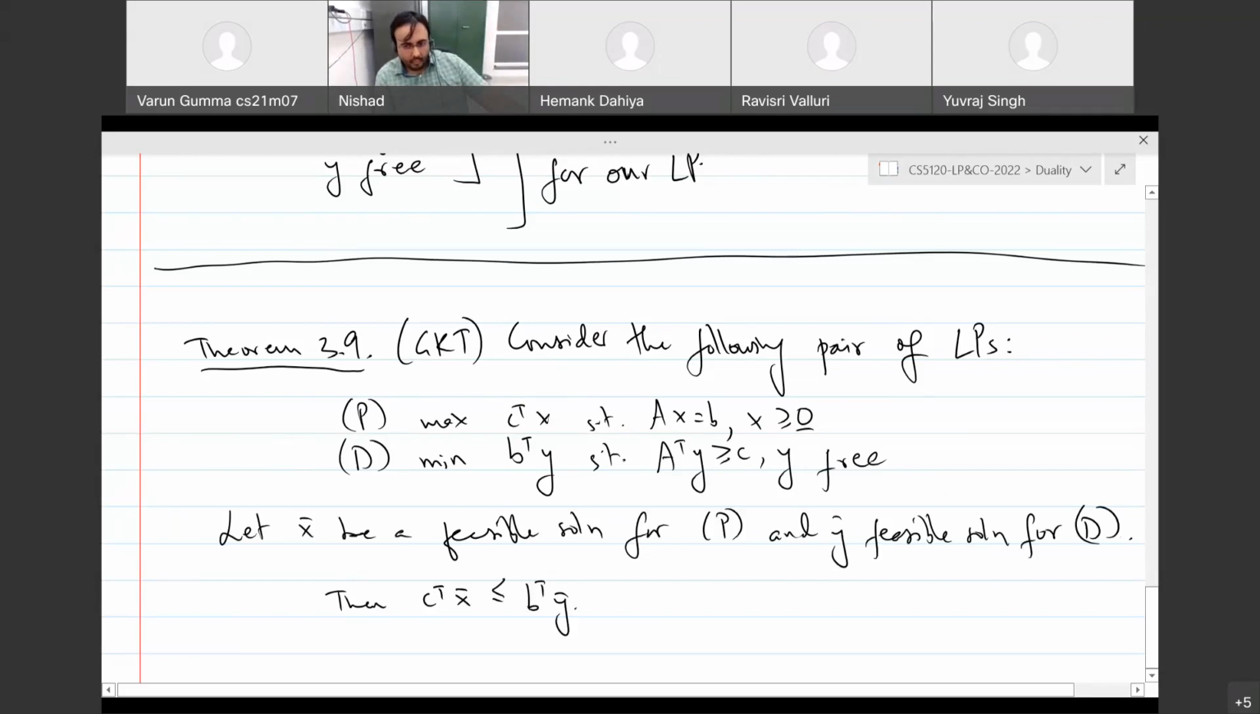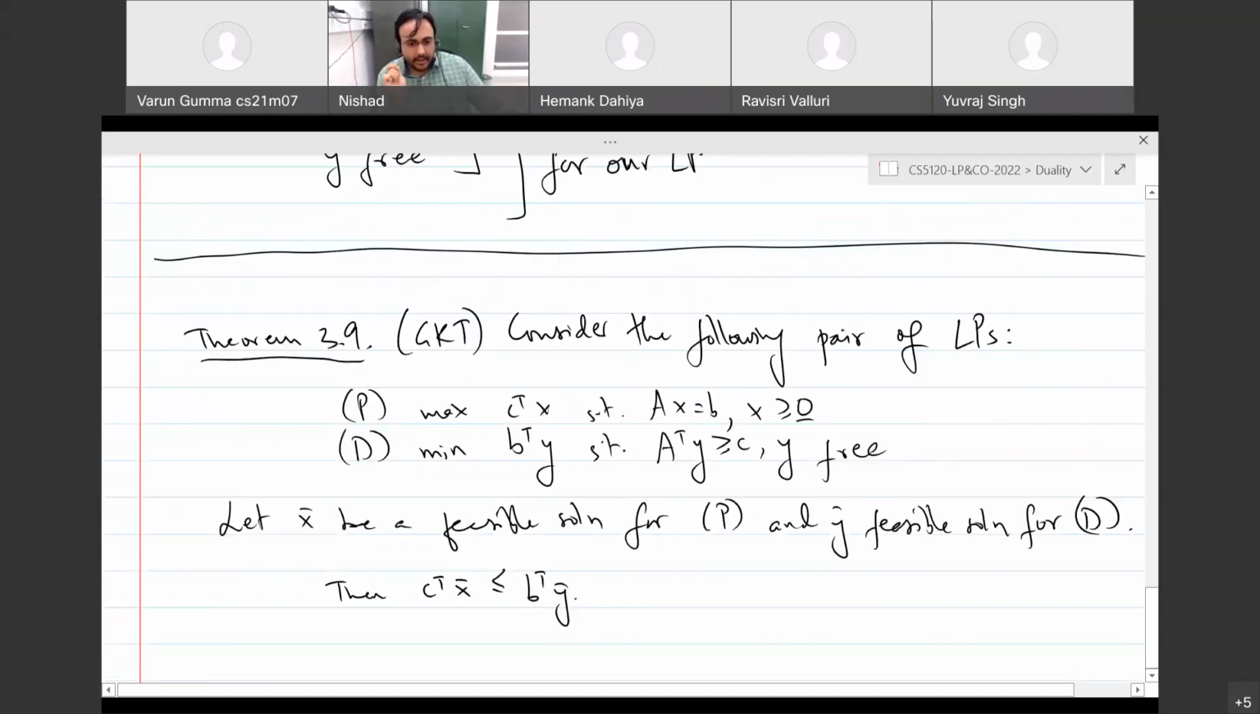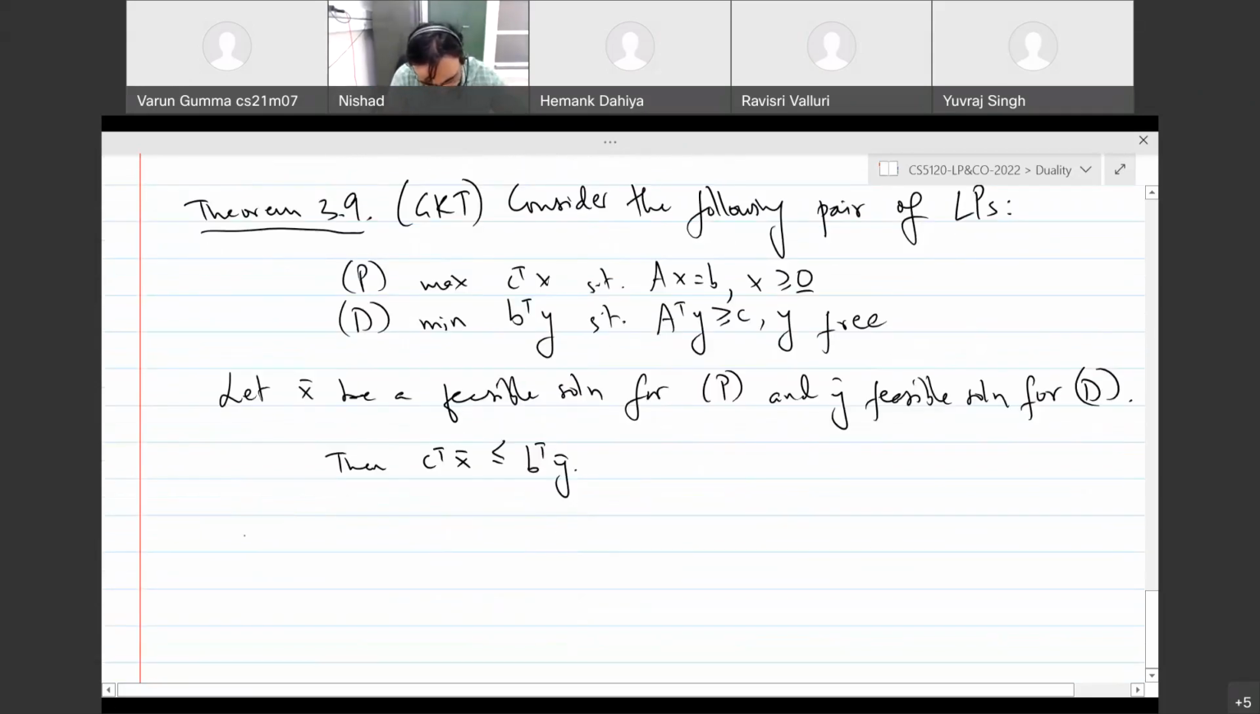Right? And what can you say if you find an x bar and a y bar that satisfy this with equality? Supposing you can find an x bar and a y bar that satisfy this with equality, so C transpose x bar is equal to B transpose y bar. Then what can you say about x bar and y bar? This is similar to one of your assignment problems. I hope you can see the similarity. Right. So furthermore, I'm waiting for an answer.